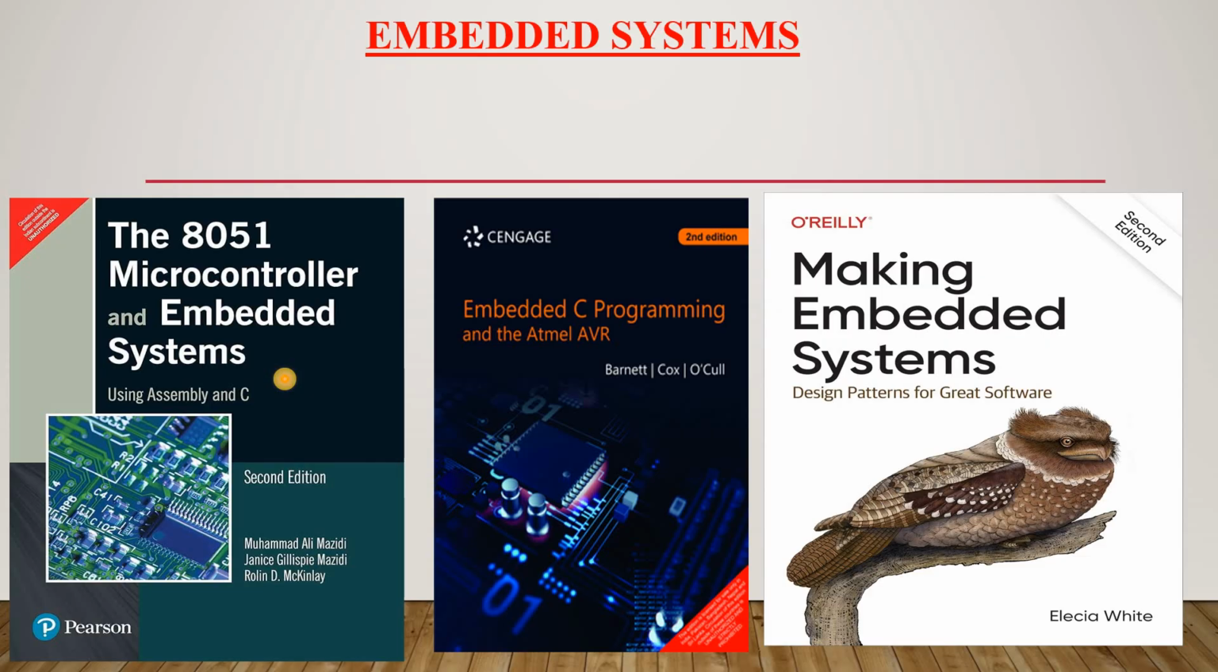In the first book, you can understand assembly language programming, 8051 microcontroller basics, its interfacing and all the related stuff. If you want to focus clearly on embedded C programming, this Barnett book is also very good, from Cengage publications. And Making Embedded Systems by Elecia White explains how embedded systems work in real-time products. So these three books are very good for embedded systems.